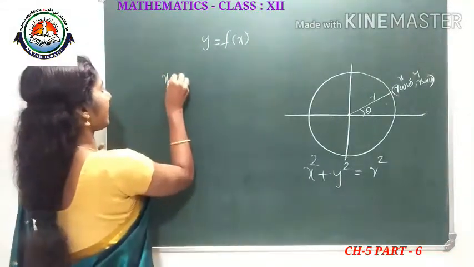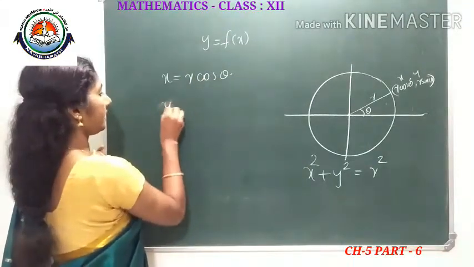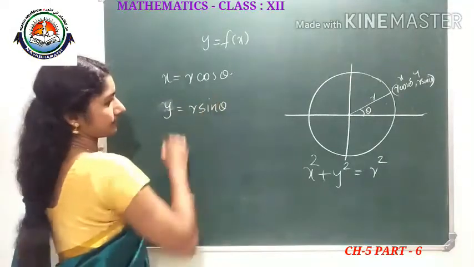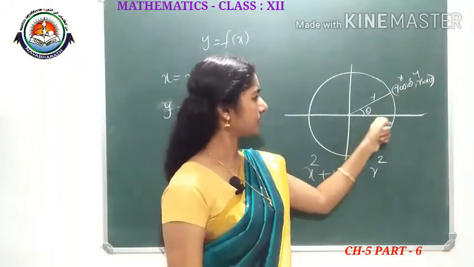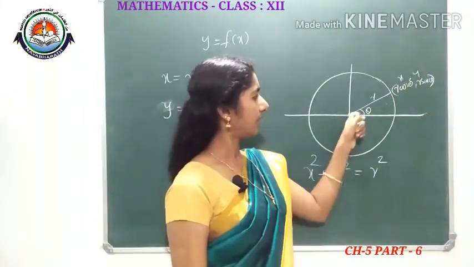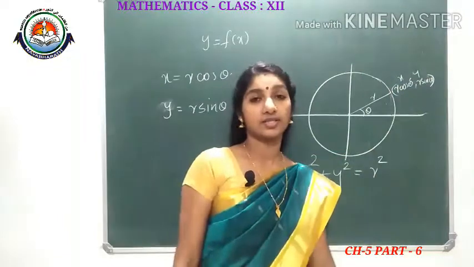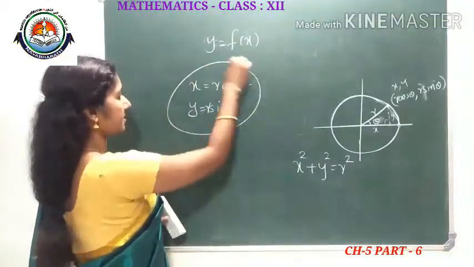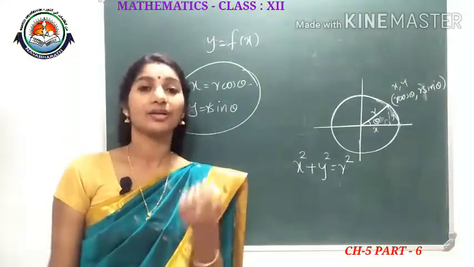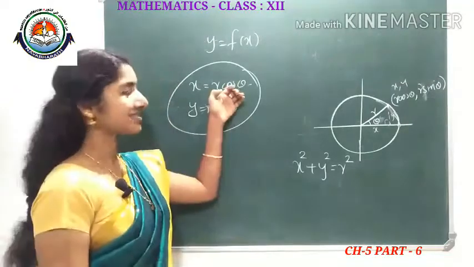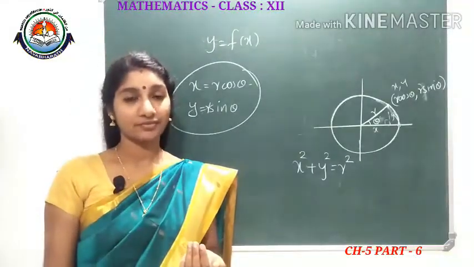That means x we can write in terms of theta, x equal to r cos theta, and y equal to r sin theta. This you know, for any point x, y: the x distance is r cos theta and the height y distance is r sin theta. That's why we wrote x, y as r cos theta and r sin theta. So x equal to r cos theta and y equal to r sin theta also represent a circle, but this is expressed in parametric form. Now you understood what parametric form is.